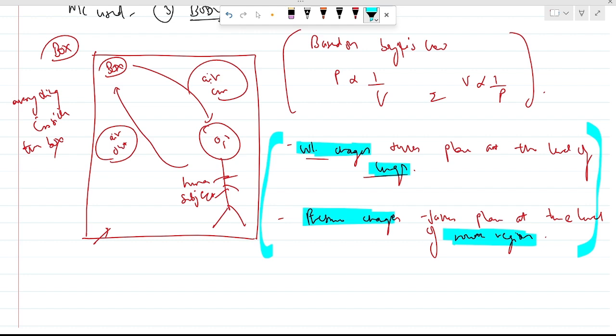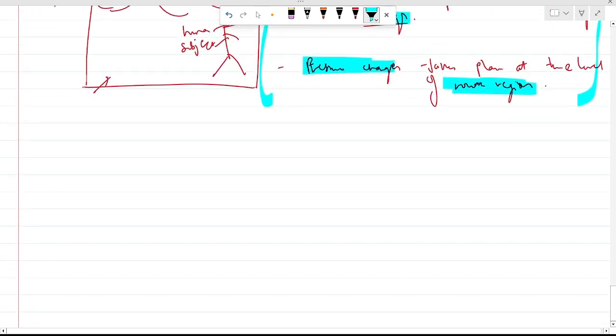At the level of the mouth region or the box, the volume of air will increase and the pressure will automatically decrease based on Boyle's law. Moving on, we have a special formula to calculate FRC. The formula here is very complicated, so see carefully.